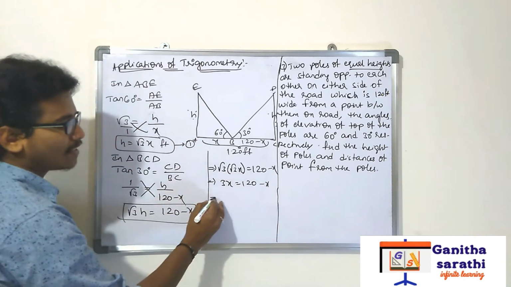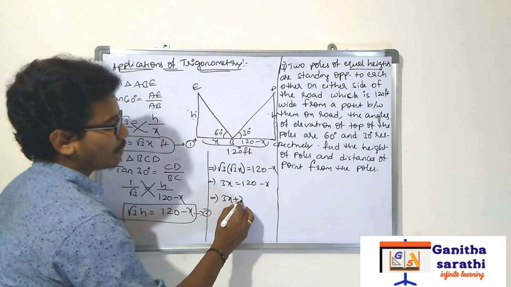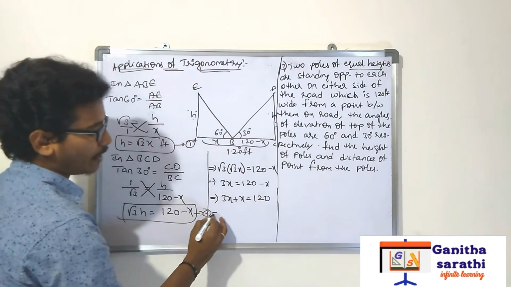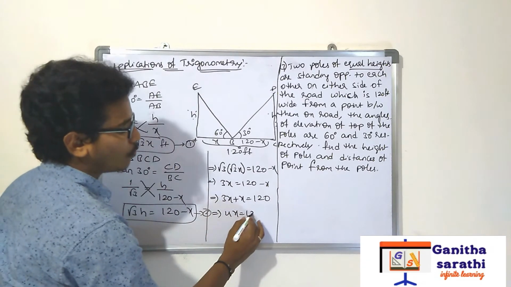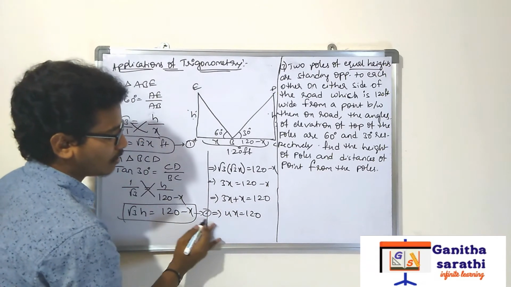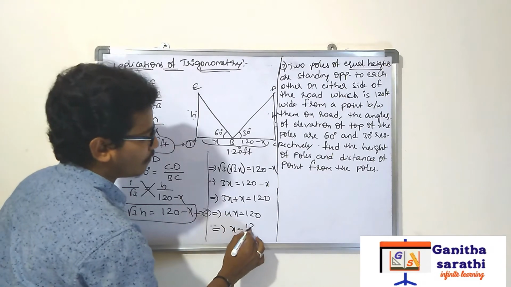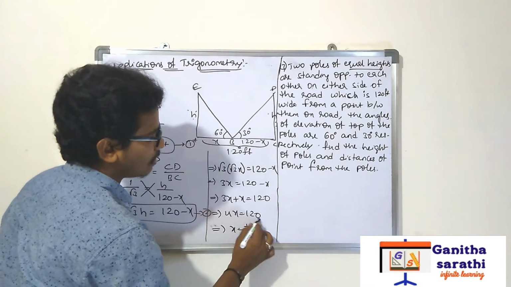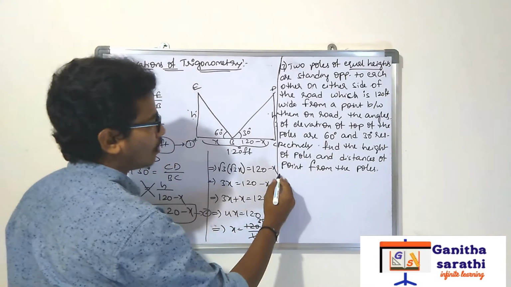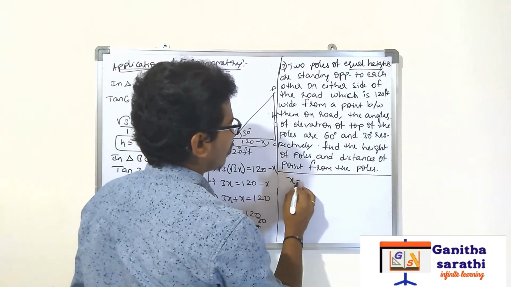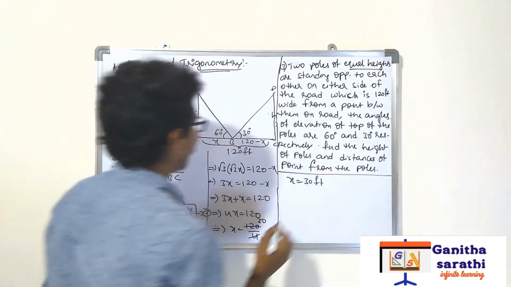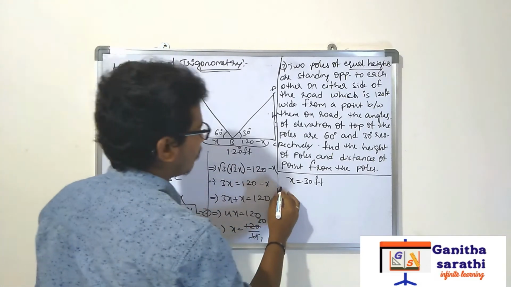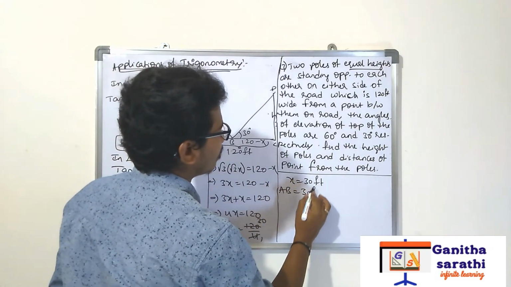Take this minus x to this side. It will become plus x. 3x plus x is equal to 120. Then 4x is equal to 120. X is equal to 120 by 4. 120 by 4 means 4 ones are 4, 4 threes are 12, so x is equal to how many feet? X is equal to 30 feet. Means AB is equal to 30 feet.